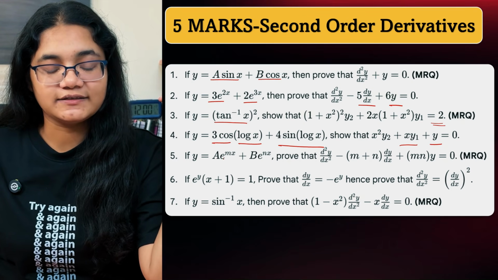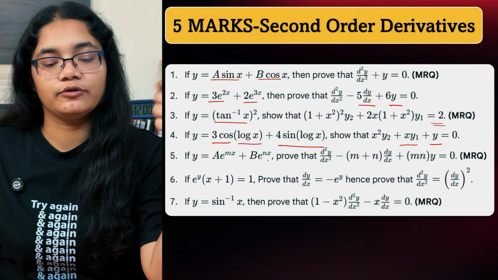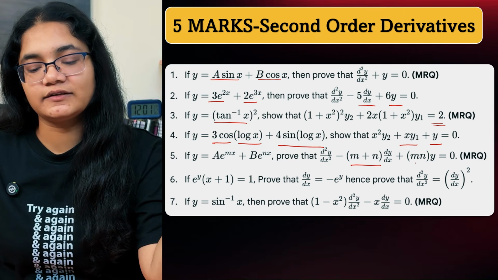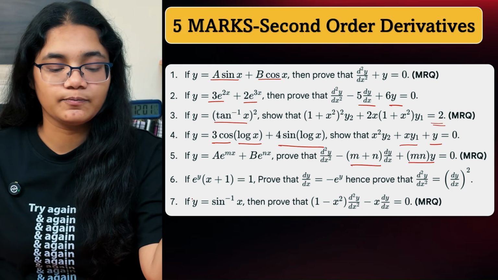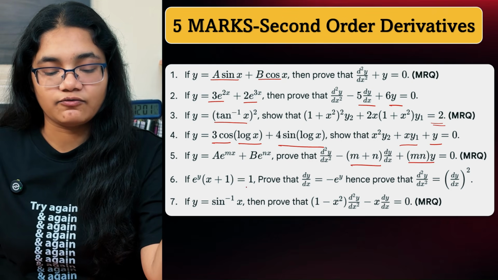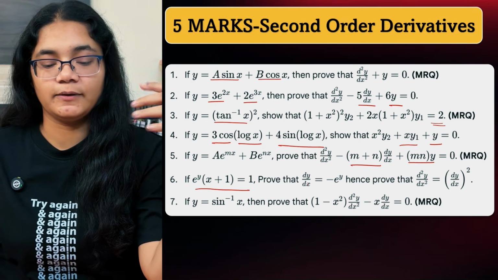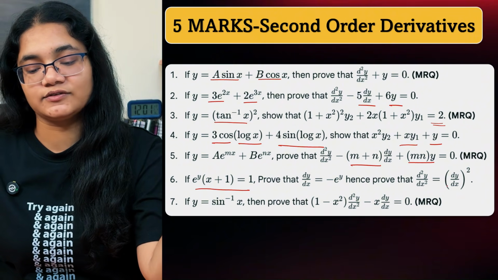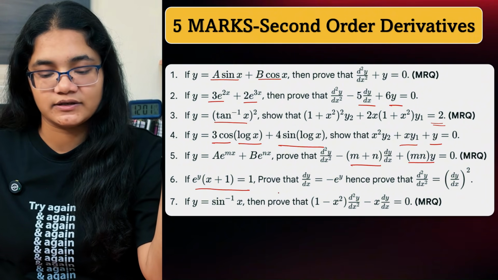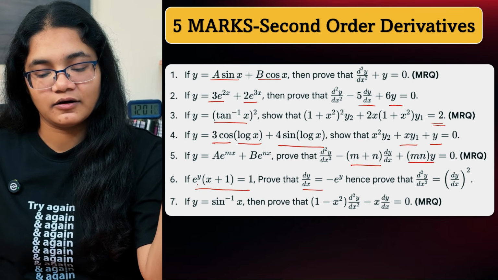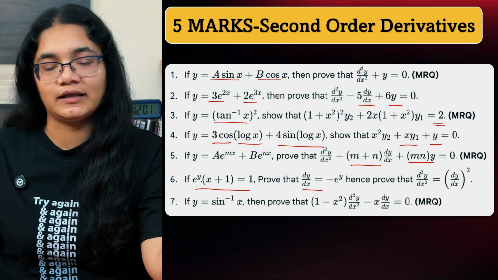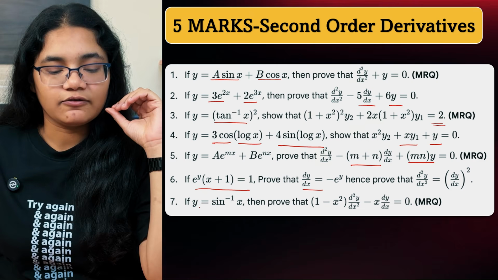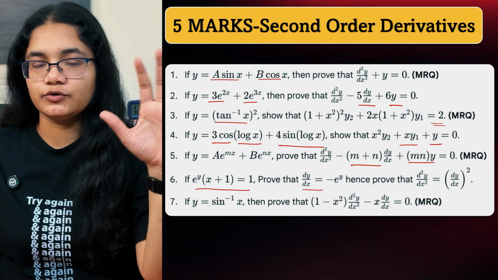Then we have, if y is equal to a into e to the power of mx plus b into e to the power of nx, prove that d square y by dx square minus (m plus n) dy by dx plus mn into y is equal to 0. Next, if e to the power y into x is equal to 1, then prove that dy by dx is equal to minus e to the power y, and after that you have to prove that d square y by dx square is equal to (dy by dx) whole square. Okay, once you find this value, find the second derivative separately, then take the square of dy by dx and match whether LHS and RHS are equal or not. Because it is to prove, they have to be equal, so you need to do it carefully.